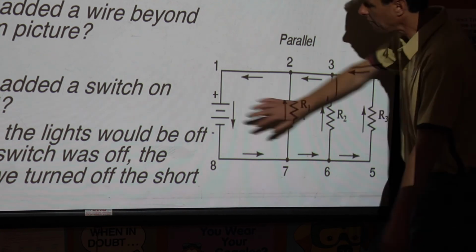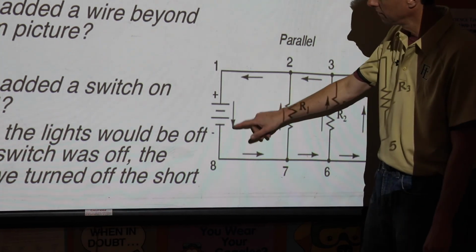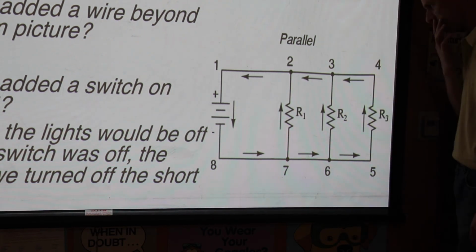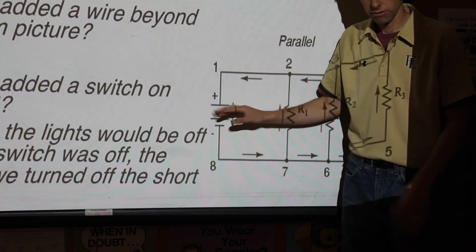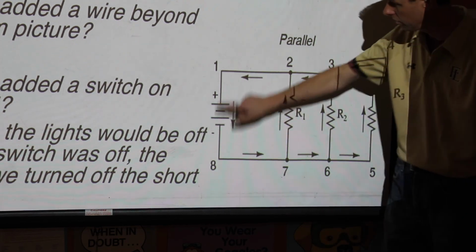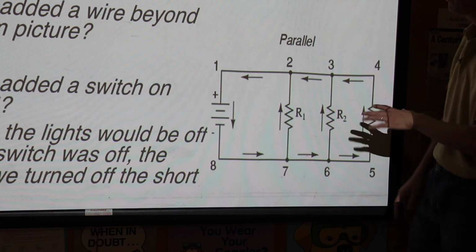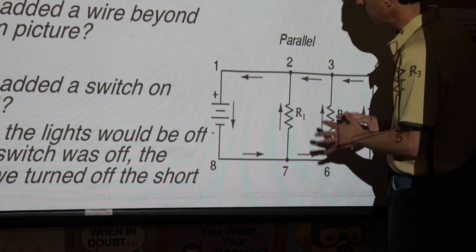So, how many batteries is this? Big line, little line, that'd be one battery. That'd be two batteries. That's our voltage source, the difference between the plus and the minus. All right, now the electricity is going to flow around, and you should be able to see that it's parallel. There's more than one path.